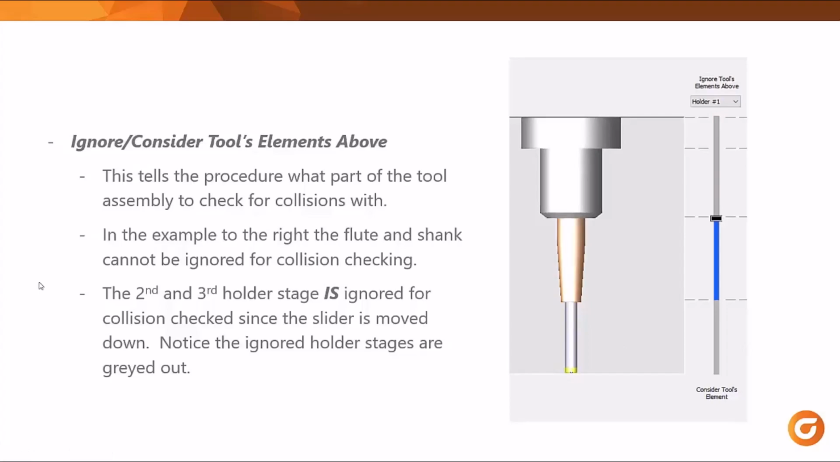Ignore considered tools elements. This is the first column and we have to set this before doing any of the rest. This tells the procedure what part of the tool assembly to check for collisions with. In the example to the right, the flute and the shank cannot be ignored for collision checking. The second and third holder stage is ignored for collision checking since the slider is moved down. Notice the ignored holder stages are grayed out.